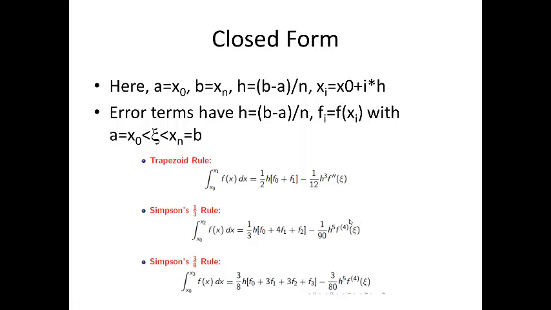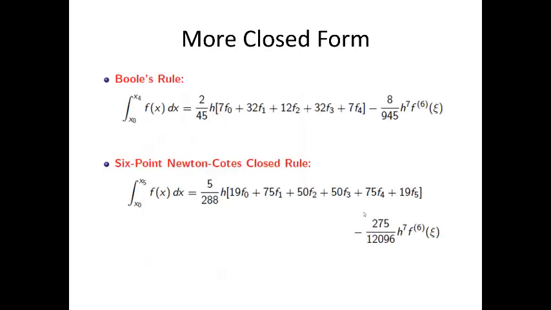I'd say these are pretty ugly, but they're not the ugliest. Here's Boole's rule and the 6-point Newton-Cotes closed rule. Now, again, you can see these are not necessarily the nicest fractions. Minus 275 over 12,096 is not the most beautiful error term that one could hope for, but just enjoy the fact that these are labeled as the easy fractions.